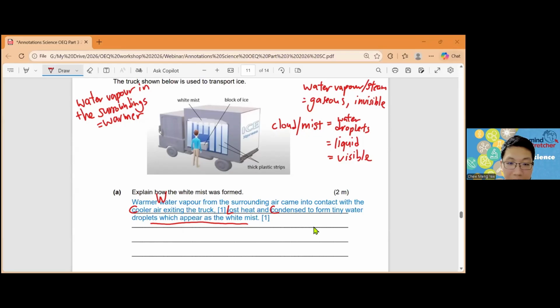Without the warmer, I think warmer not necessary because we have the cooler part, so that already shows the comparison in the temperature. But we put the warmer just in case. So warmer water vapor, then the cooler air. But I think without the word warmer is fine, ST. I'm going to move on, otherwise we cannot finish. Isn't mist gas? No, Victoria, mist is liquid, not a gas.